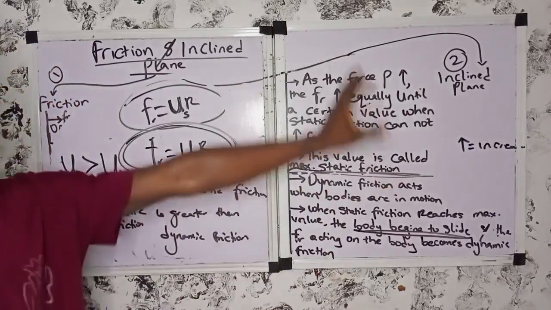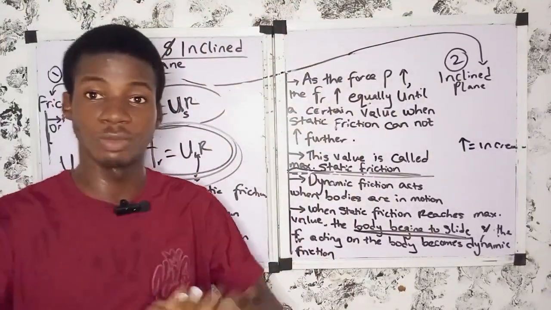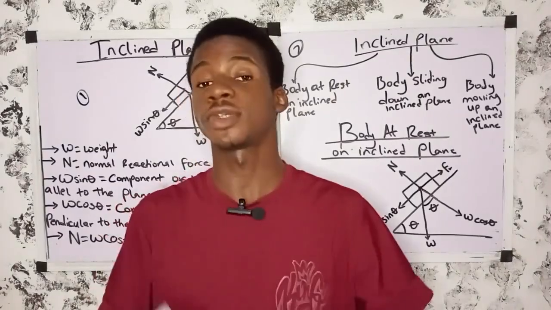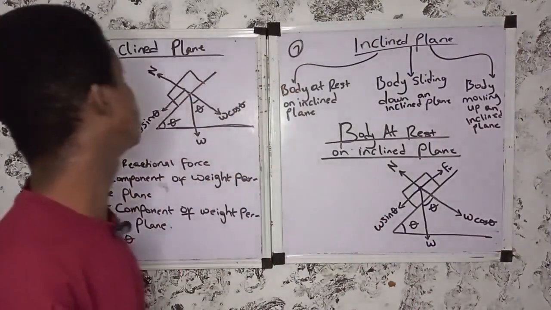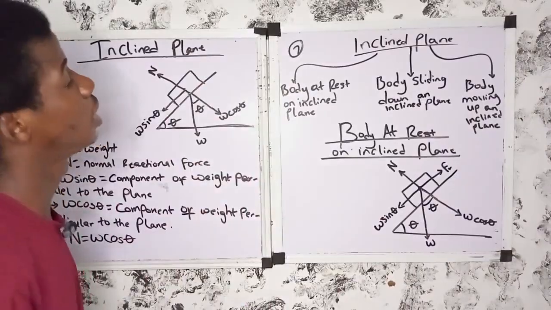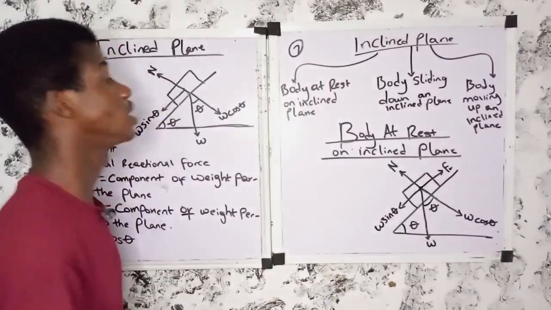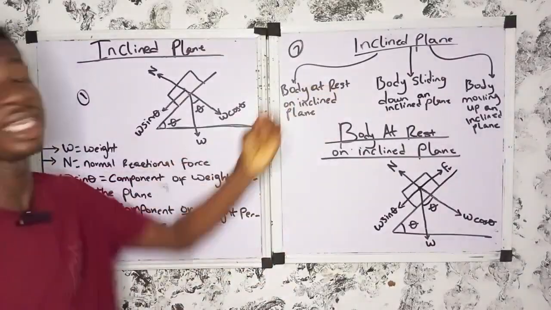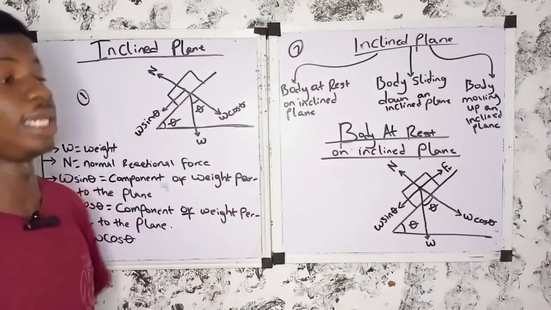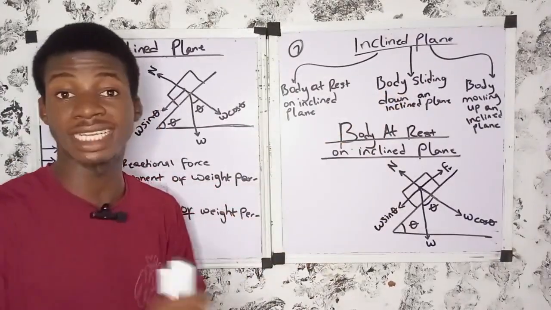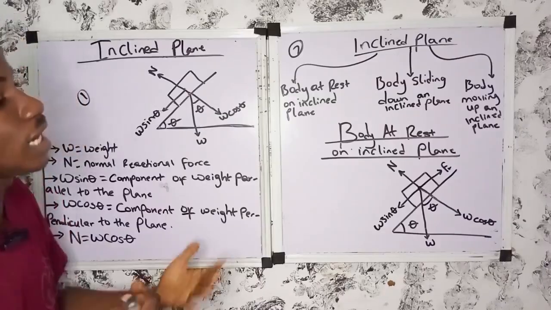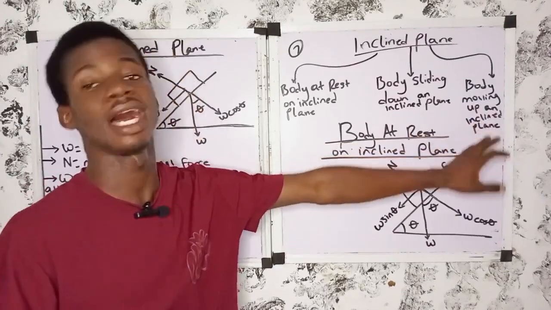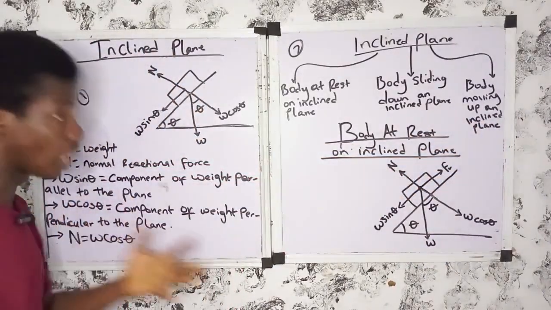Now let's move to the most interesting part of this class, which is inclined plane. All right, so let's continue with inclined plane. This section is divided into three categories. We will treat a body at rest on an inclined plane, a body sliding down an inclined plane, as well as a body moving up an inclined plane.